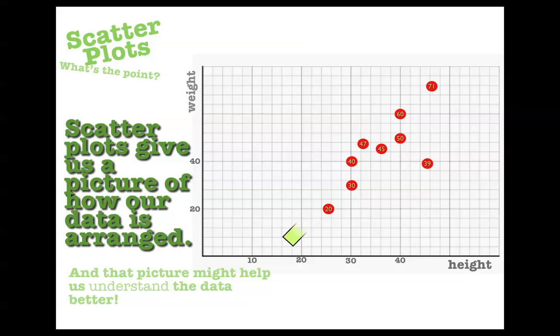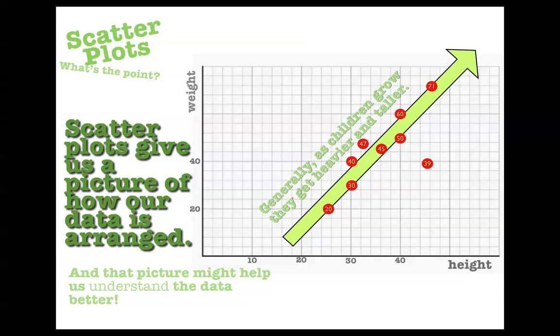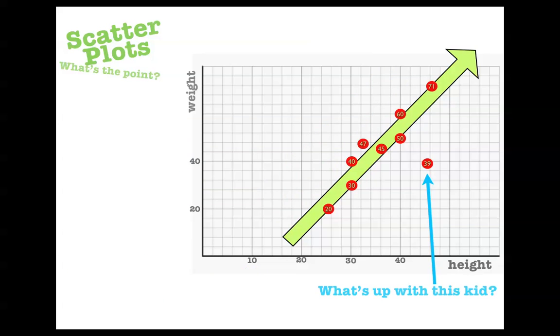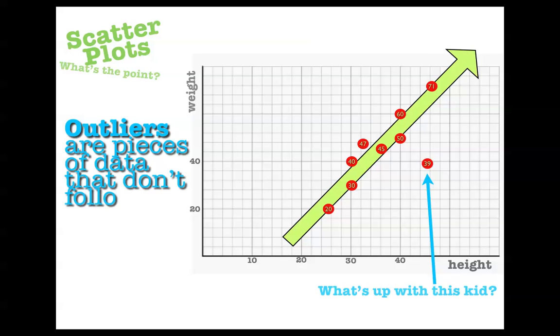Like, for instance, in this case, you might look at how the dots generally line up, and you might come to the conclusion that generally as children grow, they get heavier and taller. And that kind of makes sense, right? But what's up with this kid over here? This kid is one of the tallest kids in the group, but also one of the skinniest kids in the group. Well, that's not such a bad thing, right? But this kid is what we call an outlier.